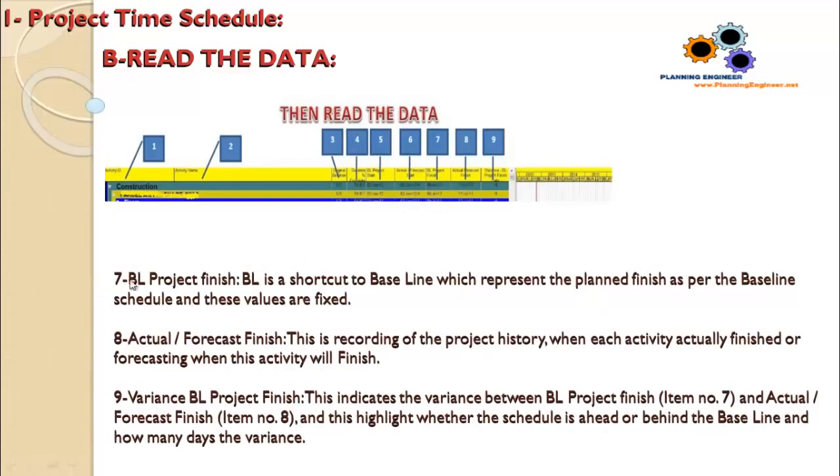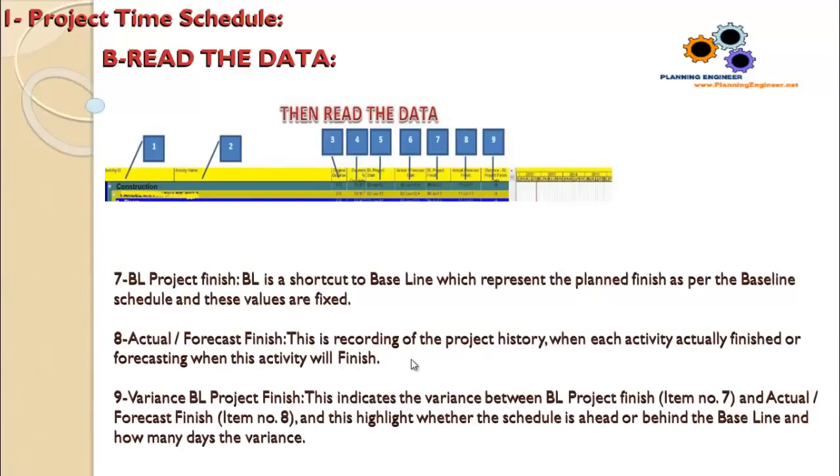Number 7, BL project finish. BL again is a shortcut for baseline, which represents the planned finish as per the baseline schedule, and these values are fixed as well. Number 8, actual/forecast finish. This is a recording of the project history, when each activity actually finished, or forecasting when this activity will finish. So if we find a letter A beside this date, it means actual. If we don't find the letter A, it means forecast.